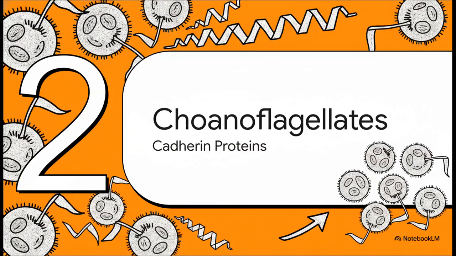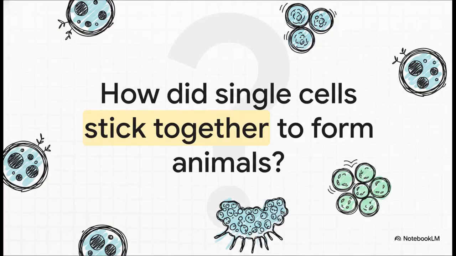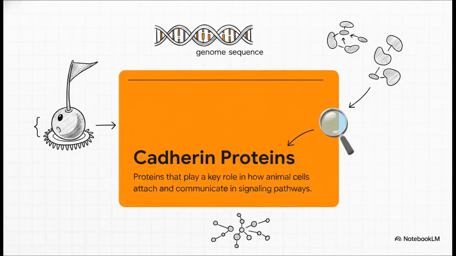Moving on to Section 2, choanoflagellates and cadherin proteins. Let's shift our forensic investigation to one of the absolute biggest leaps in evolutionary history, the jump from single-celled organisms to complex multicellular animals. Now, this brings up a massive, really intriguing mystery. To build an animal, individual cells have to actually adhere to one another and communicate, right? But how did single, free-floating cells originally learn to stick together and talk to each other to form the very first animals? Well, the answer seems to lie in our closest living single-celled relatives, the choanoflagellates.